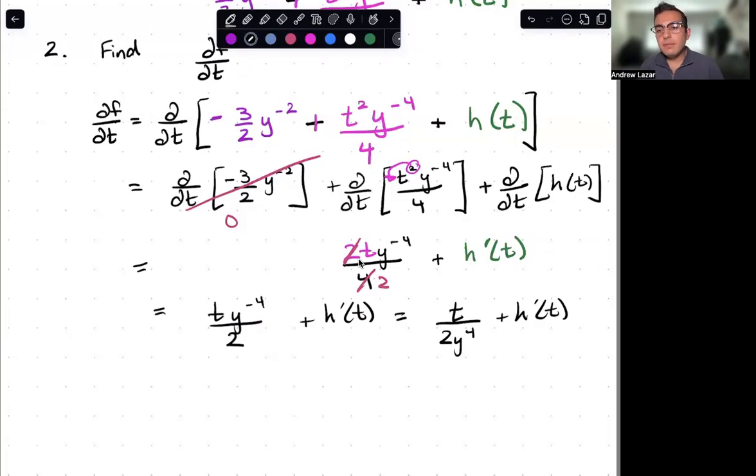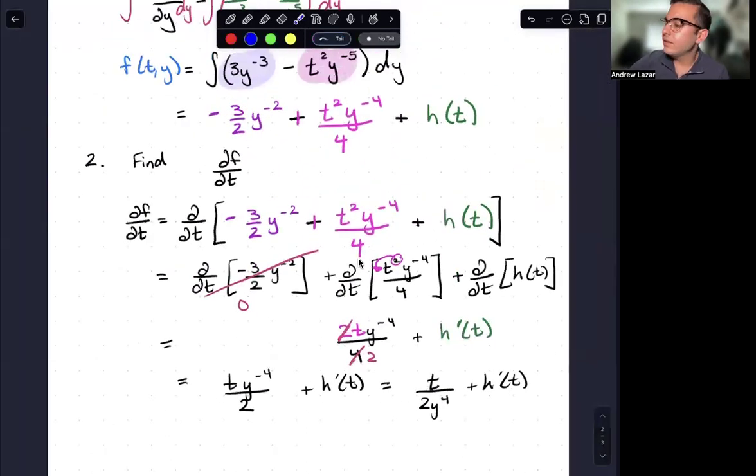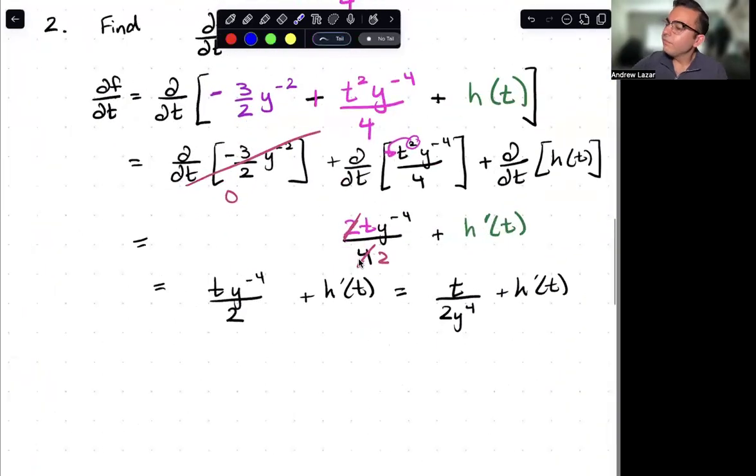So the reason why we did this is our main roadblock in this solving process, because it felt like we solved it here. The roadblock is that we don't know what h of t is. So finding this partial here is our next step in figuring out what h is. And so why did I take the partial with respect to t?